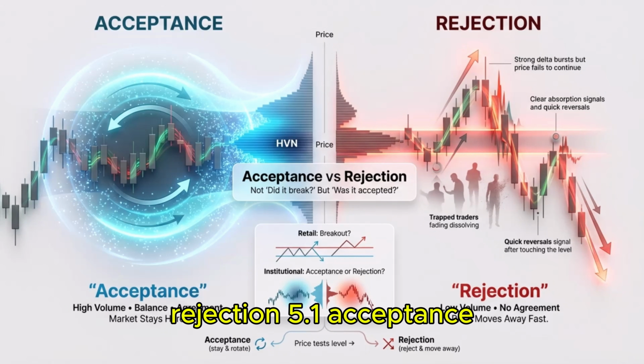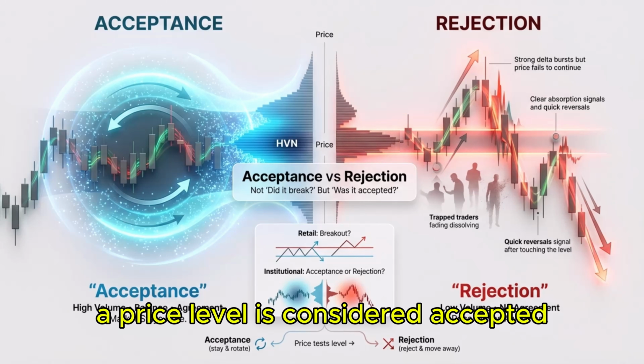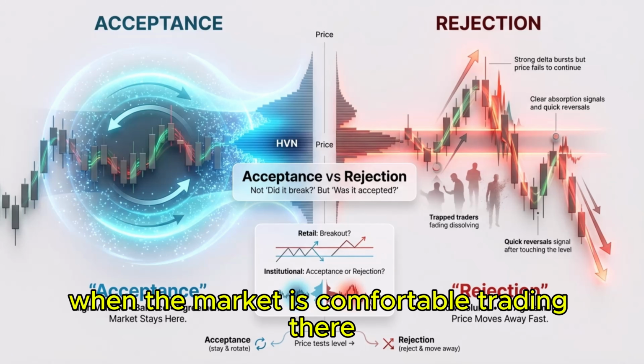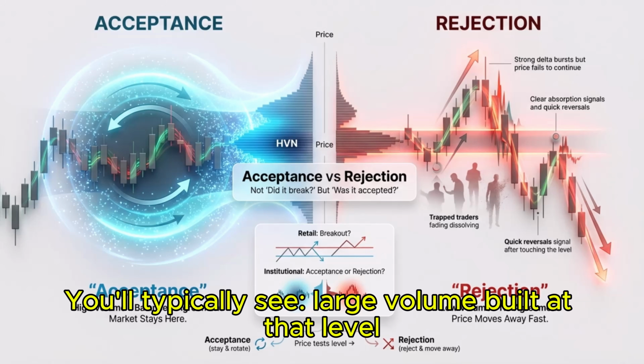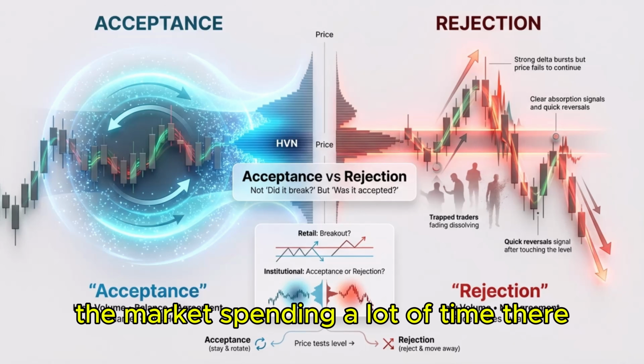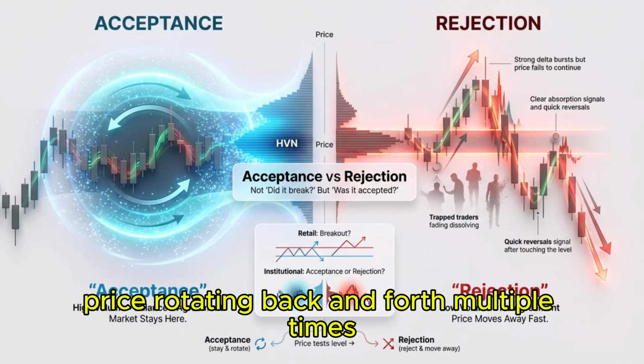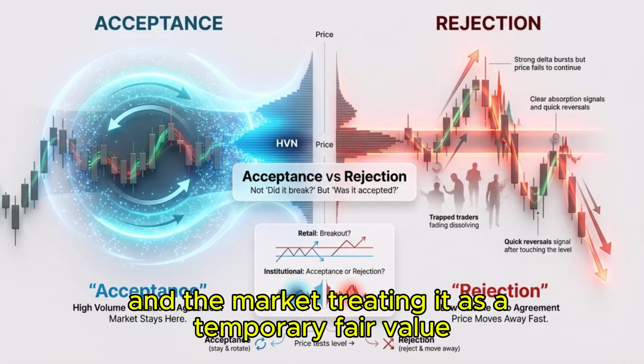5.1 Acceptance. A price level is considered accepted when the market is comfortable trading there. You'll typically see large volume built at that level, the market spending a lot of time there, price rotating back and forth multiple times, and the market treating it as a temporary fair value.